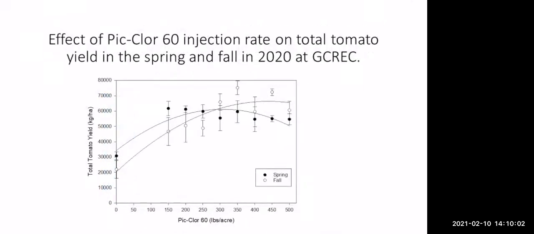The last graph I want to show you is very similar to the previous ones, where we have the effects of different rates of Picklor 60, but now we're looking at total tomato yield. You'll notice the general pattern is very similar between seasons, even though there are some differences. The important message here is tomato yields at no fumigation are very low, and even at low fumigation rates, as low as 150 pounds per acre, you get a significant boost in tomato yield in both seasons.